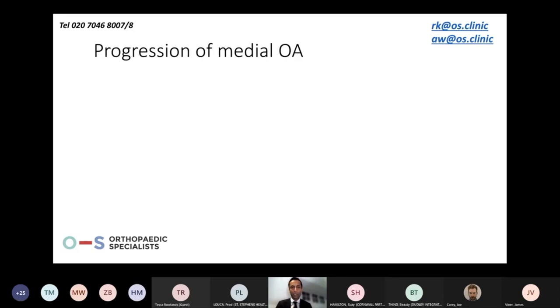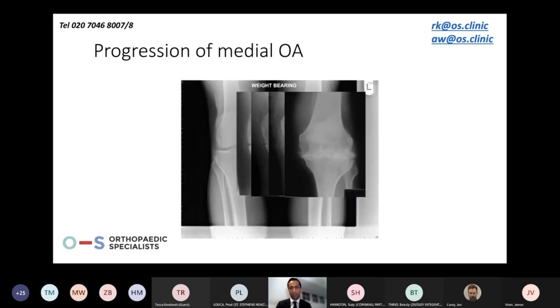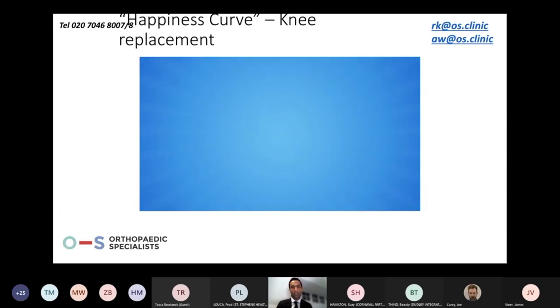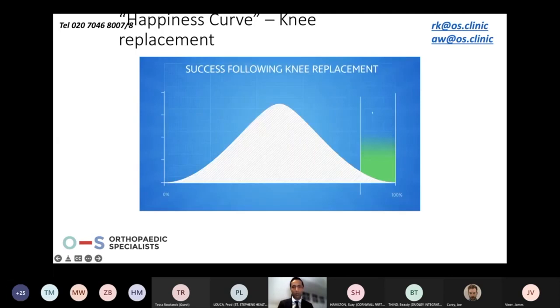So what happens if we leave these patients as they are? As you can see from these slides, it's a slippery slope. You start off with a bit of joint space narrowing, that joint space narrowing progresses, until you've got full-blown osteoarthritis and they need joint replacement surgery. So why don't we just do a knee replacement early on and really help the patients get over their osteoarthritis? It's not as simple as that.